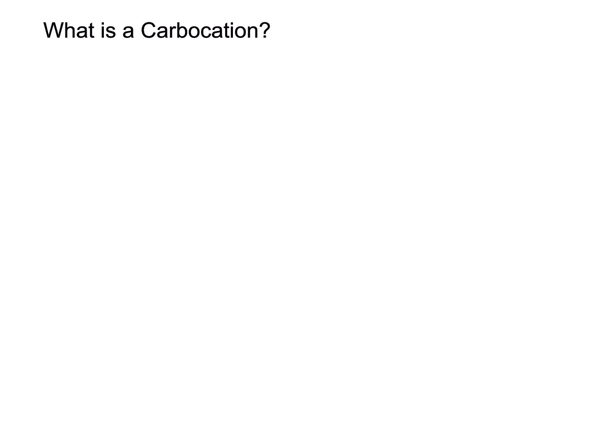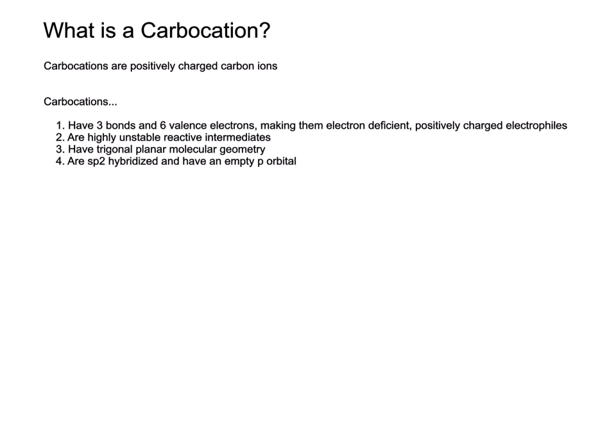Let's start simple. What is a carbocation? Well, I'm sure you already know this, but a carbocation means a positively charged carbon ion. Carbo for carbon, cat referring to positive, and ion meaning ion. Let's make it a little bit more practical and relevant to you rather than just the basic definition. Carbocations have 3 bonds and 6 valence electrons. This makes them electron deficient, positively charged electrophiles, meaning we're going to attack them with a nucleophile.